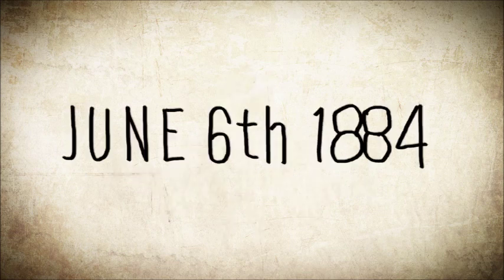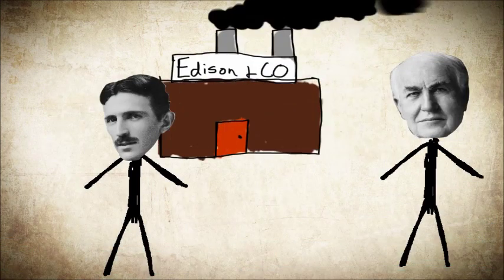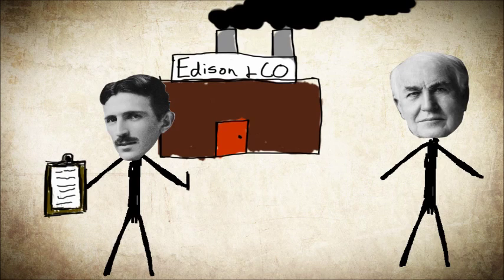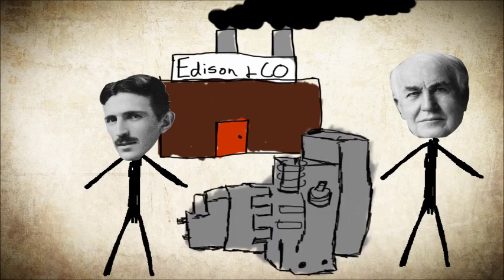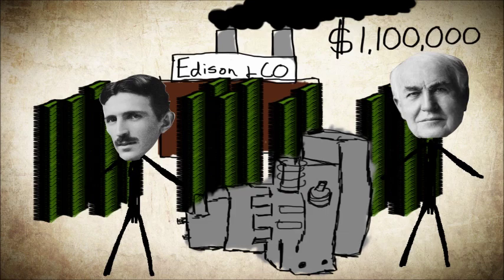On June 6, 1884, Tesla arrived in the United States. He was hired by Thomas Edison to do basic electrical engineering, but moved up to redesigning the direct current generators that ran Edison's business. Edison offered Tesla $50,000, or about $1.1 million in today's currency, to make these improvements.